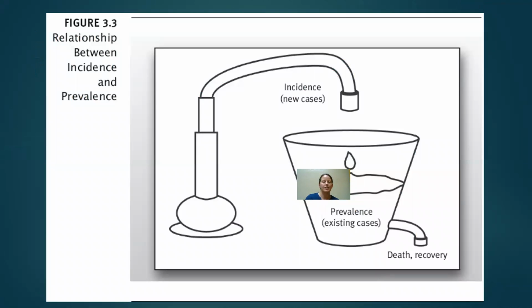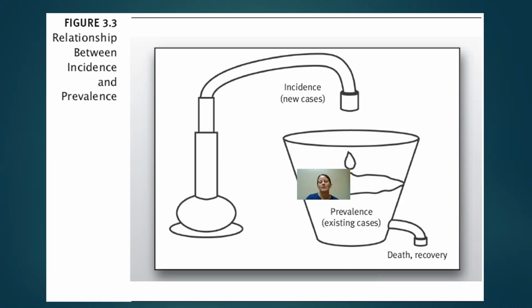So this is the figure from your textbook, chapter 3, that shows the relationship between incidence and prevalence. And so this pictures it as kind of a faucet. So incident cases are those new cases coming in, and we have this bowl or sink under the faucet where we already have some water in there because there are already people living with the disease. So that's the prevalent cases.